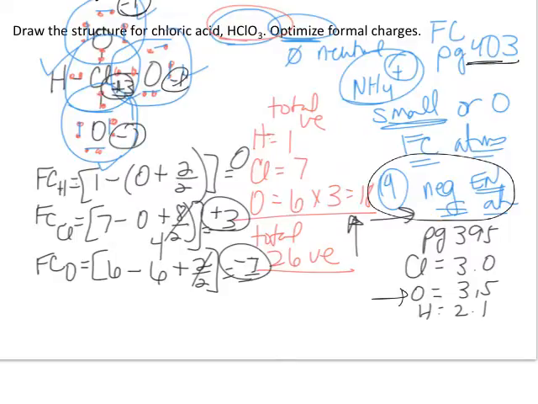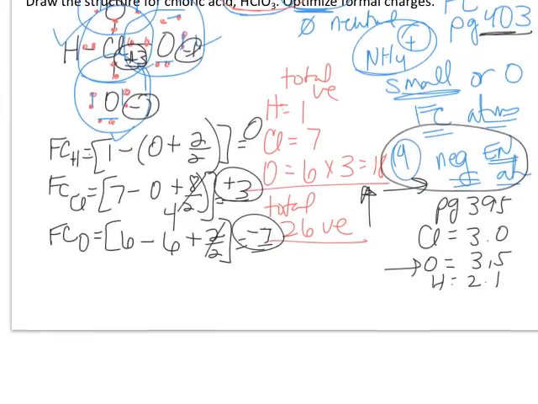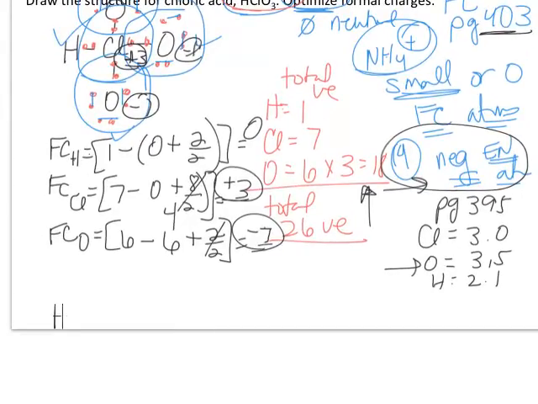Now, chlorine could form a double bond to an oxygen. So let's see what that would look like. H, chlorine, double bond, oxygen, oxygen, oxygen. Now, if you did this, you still have 26 valence electrons. So you put those in: 1, 2, 3, 4, 5, 6, 7, 8, 9, 10, 11, 12, 13, 14, 15, 16, 17, 18, 19, 20, 21, 22, 23, 24, 25, 26.